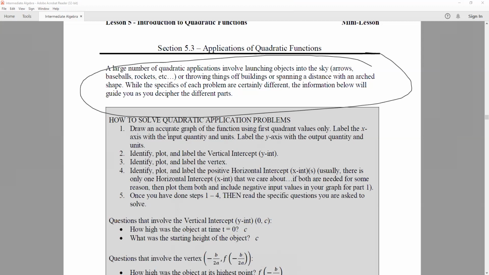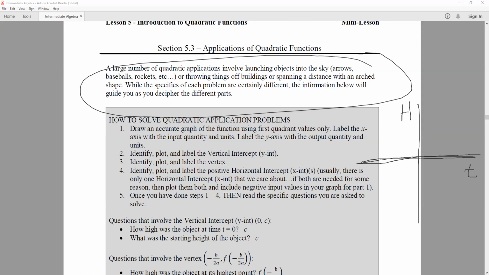Draw an accurate graph of the function, using the first quadrant values only. Now, this is very important. Why should we use the first quadrant only? Because when you're talking about application problems, let's say you have x to be time, and then y to be, let's say, height. Now, you know that you are never going to get a negative time, right?